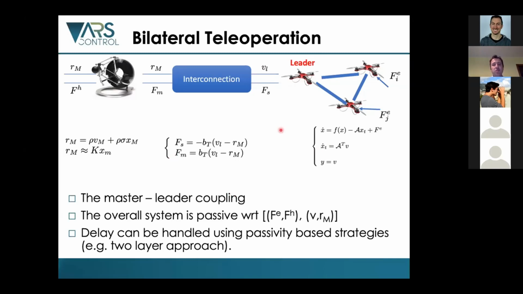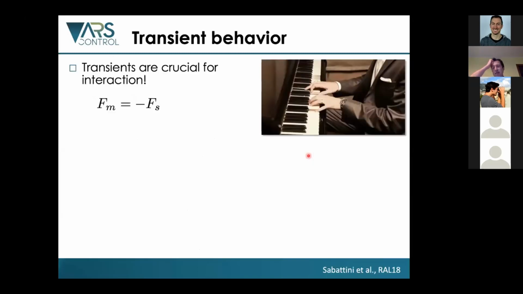So it can safely be used by the human, and the delay can be handled using a two-layer approach, for example. But there is still a problem we should consider. Do you remember I mentioned awareness, and so a proper force feedback should be provided to the user. I would like to have a good force feedback. Using standard passivity-based control, you're ensured steady state performance. So at steady state, you have a very good force feedback. But at the end of the day, there are many tasks where transients are more important than steady state. Trying to play piano in steady state is very bad. You don't want to do that.